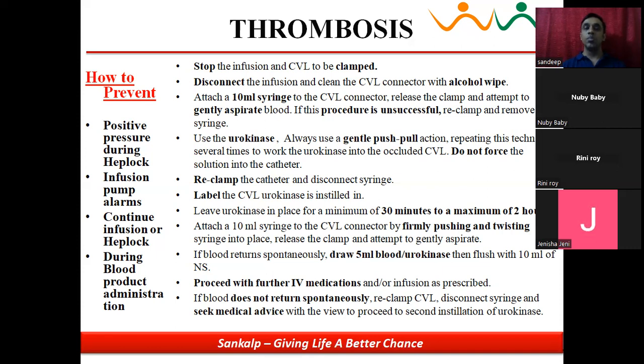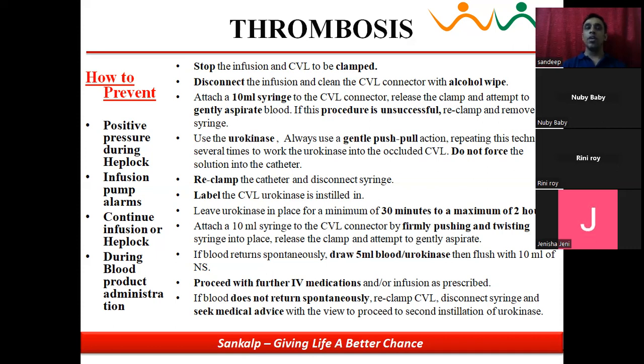Sometimes doctors may ask you to use urokinase. Till now in our setup, we have not used that. If you are going to use urokinase, gently push 1 ml inside. After pushing, clamp that line and label it as urokinase has been instilled. Wait for 30 minutes to 2 hours. After that, again we have to withdraw.